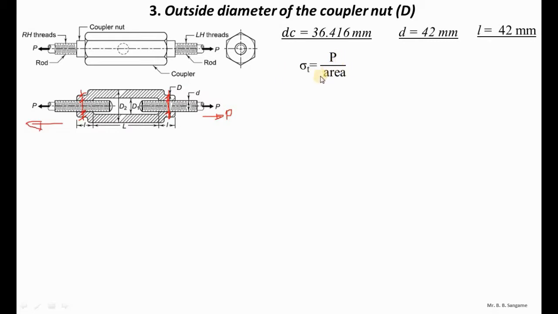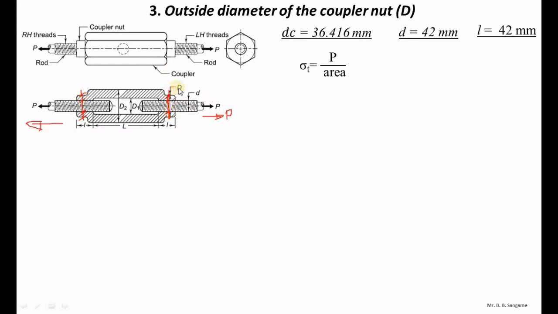Sigma T is equal to P divided by area. The area under tension looks like a hollow pipe which has internal threads. After the application of force, it will fail in a tensile manner. The area will be pi by 4 because this is a circular cross section. The threaded portion of the nut is of a circular cross section.